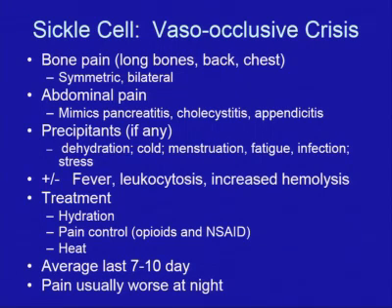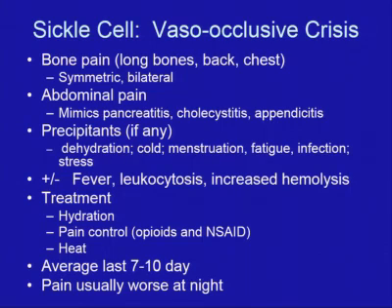We often don't know what triggers these sometimes, but dehydration often does. Cold does. You'll hear a lot about weather changes, menstrual cycles, patients who are fatigued, if they're infected with something, stress in general may trigger this. But finding a cause isn't necessary to make that diagnosis. They may or may not have fever. They may or may not have a white count. And you may have evidence of more hemolysis than baseline on their blood smear.